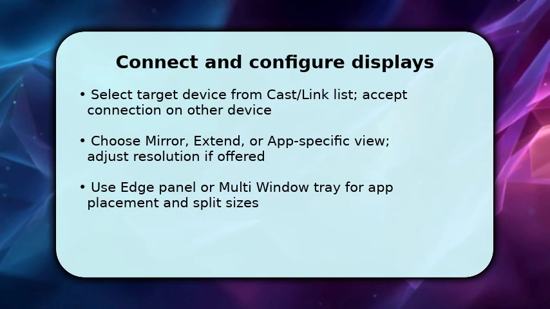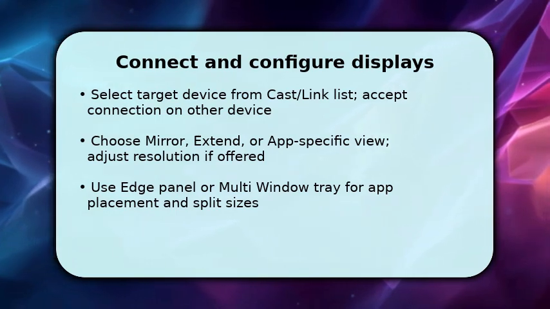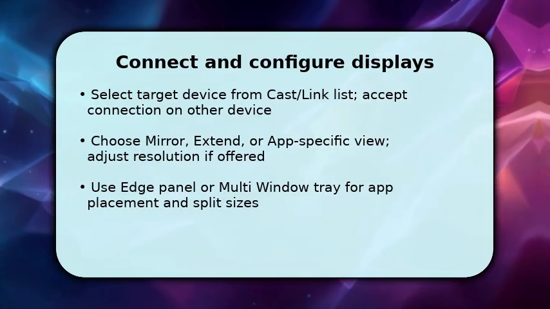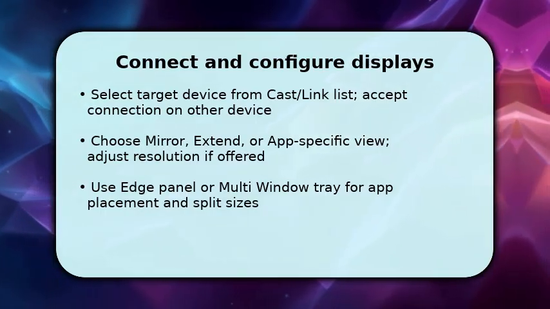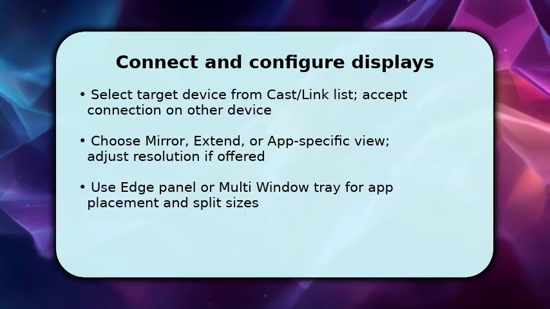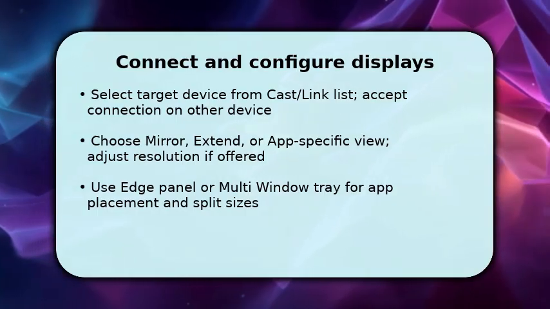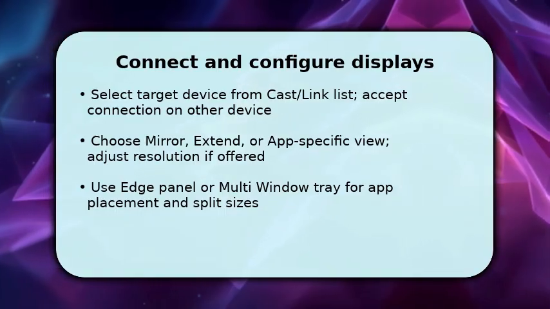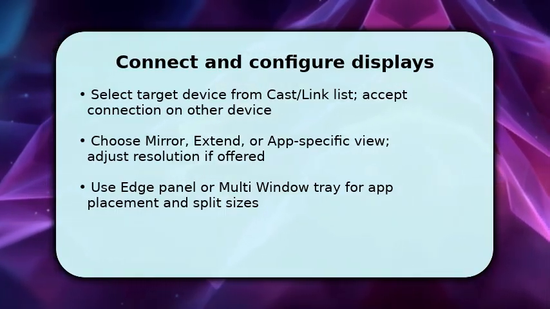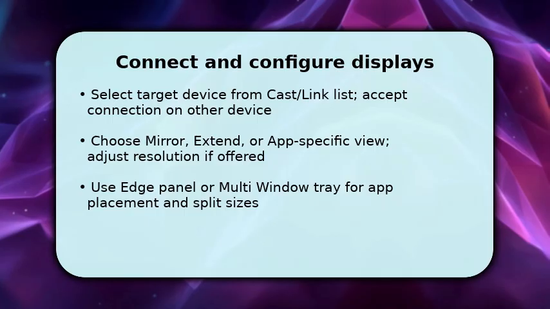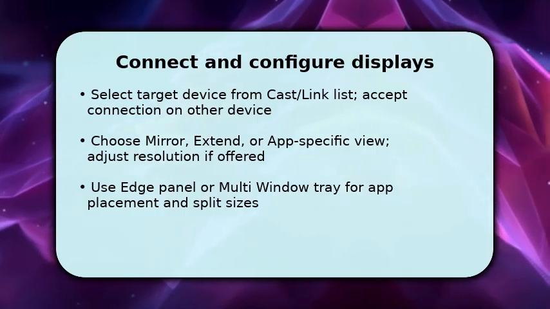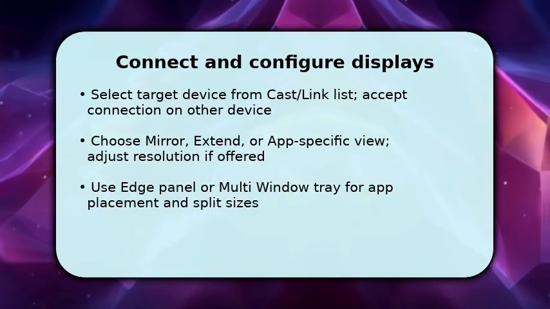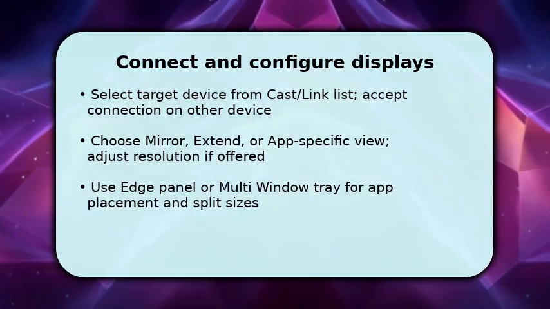You now connect and configure how screens interact. From the cast or link list, pick the target device and accept the incoming connection on that device. This creates the session. Then choose whether to mirror the S24 Ultra, extend the desktop, or open specific apps side by side, and adjust resolution or scale if options appear. Once configured, use the Edge panel or the multi-window tray to drag apps into split zones, resizing with gestures so each app fits the workflow you need.